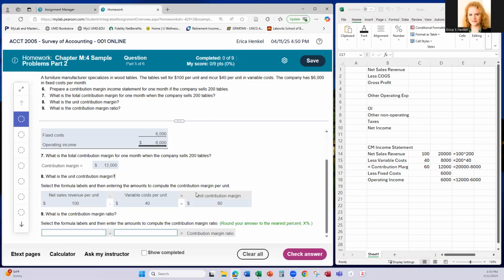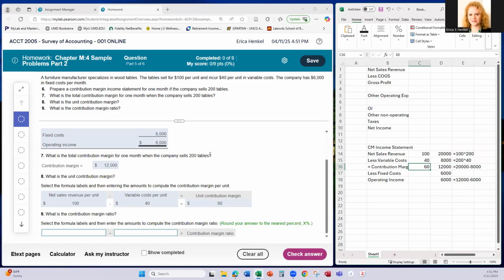All right, so once you know your unit contribution margin, by the way, then you can say, hey, what is my total contribution margin in dollars for any level of sales, just by taking that unit contribution margin and multiplying it times the number of units.